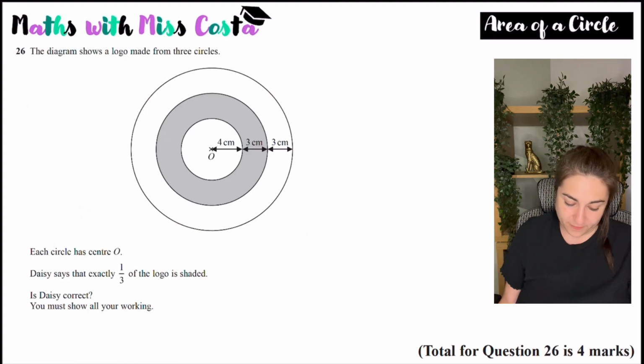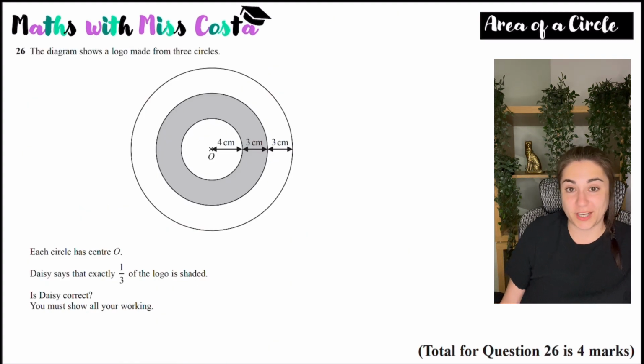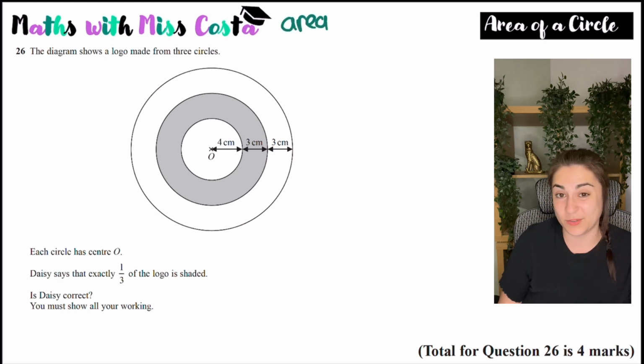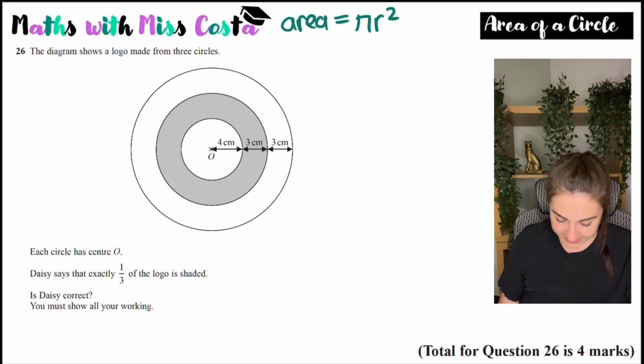Over here now, I've got a diagram that shows a logo made from 3 circles, and each circle has center O. Daisy says that exactly 1/3 of the logo is shaded. Is she correct? Okay, so this is a little bit of a tricky one for non-calculator, but what do we do? So first of all, if I'm dealing with circles, it's just helpful to write out the formula. So the formula for the area of a circle is pi r squared, where r is the radius.